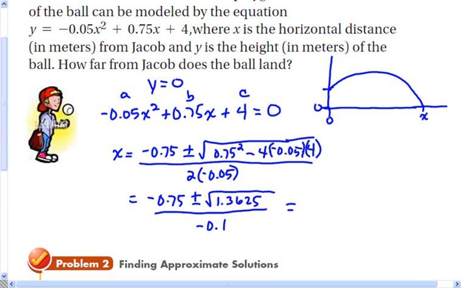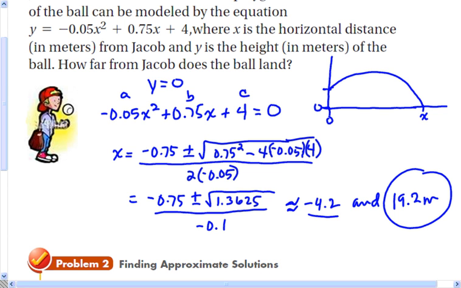And if I simplify that, I'm going to do negative 0.75 minus the square root, that's going to be a negative value. But when I divide that by negative, it'll become positive. So right now on my calculator, I'm going to do negative 0.75 plus the square root of 1.3625 divided by negative 0.1, and that'll give me negative 4.2 about. And the other solution will be 19.2. And this is in meters, so that's the one I want. This one is actually back here before the ball started, back in the negatives, and so we don't want that one. All right, I'm going to let you try that. I'll pause here.